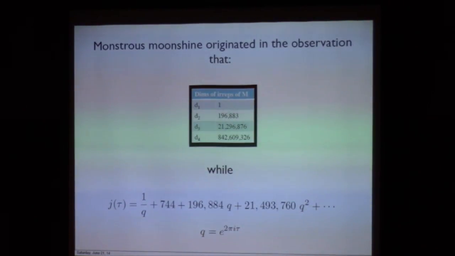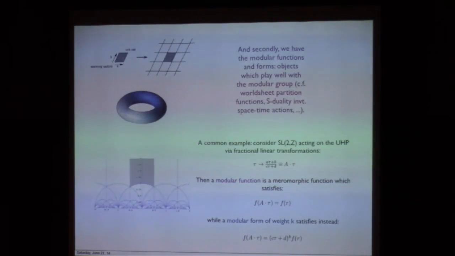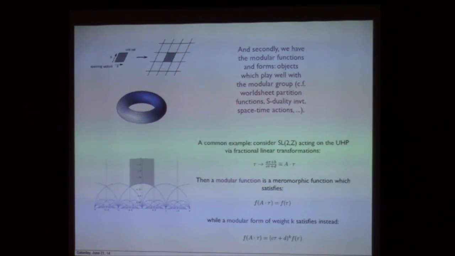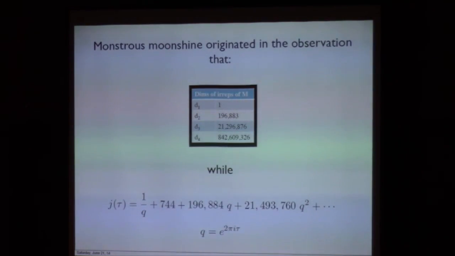So monstrous Moonshine originated in a setting where the same people were looking, I guess during different days of the week, at these objects and at these objects. Okay? And one of these people, John McKay, noticed the following thing. The monster was just being constructed. The dimensions of the lowest dimensional irreducible representations were, well, there's always a 1, the singlet. The next guy is 196,883 dimensional. It then goes up to 21,296,876, and the numbers get bigger and bigger.